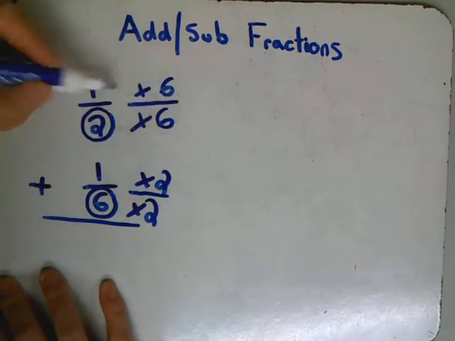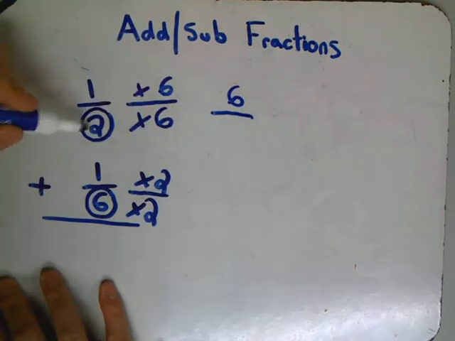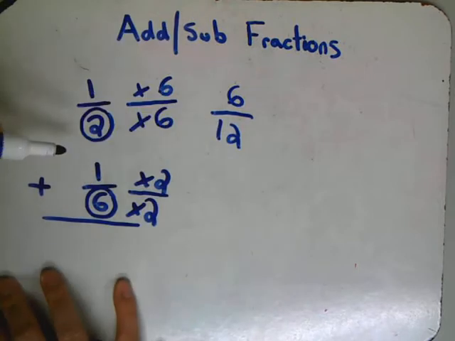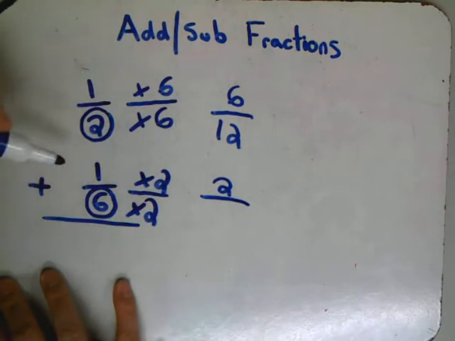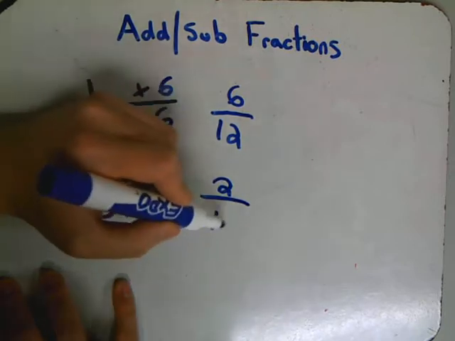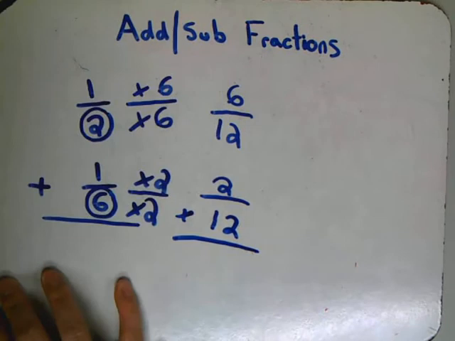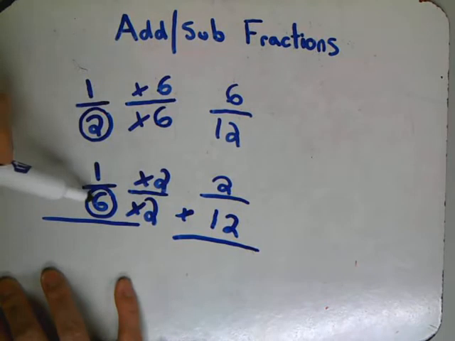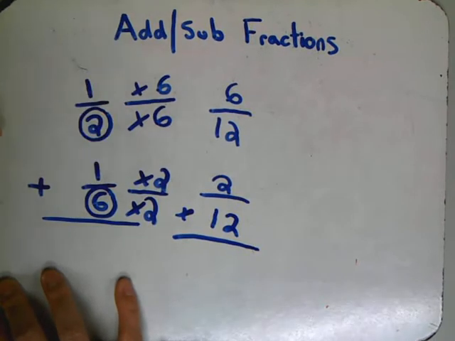So I know that 1 times 6 equals 6, and I know that 2 times 6 equals 12. Now let's go down to my bottom fraction. I know that 1 times 2 equals 2, and I know that 6 times 2 equals 12. I went ahead and I just created two entirely new fractions. I know that 1/2 is equivalent to 6/12, and I know that 1/6 is equivalent to 2/12. I just went through and I created a new problem.